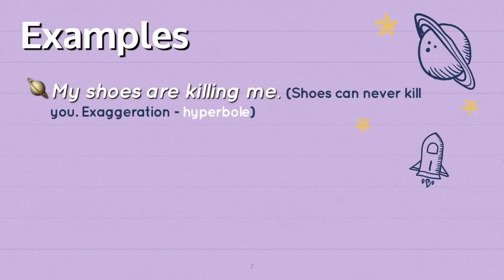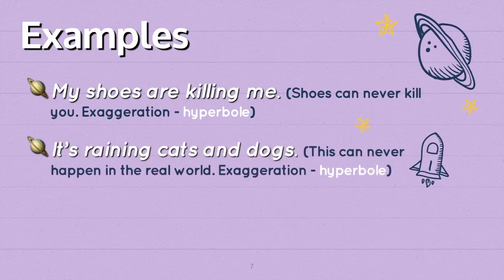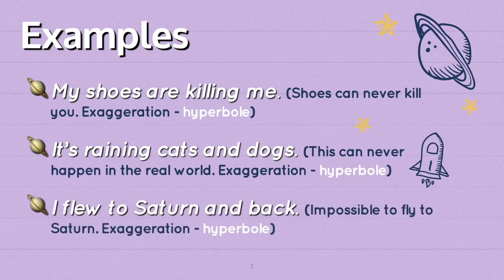Examples. My shoes are killing me. Shoes can never kill you. This is exaggeration, and thus a hyperbole. Or, it's raining cats and dogs. This can never happen in the real world, right? It's an exaggeration and thus a hyperbole. I flew to Saturn and back. Impossible to fly to Saturn, it is an exaggeration.